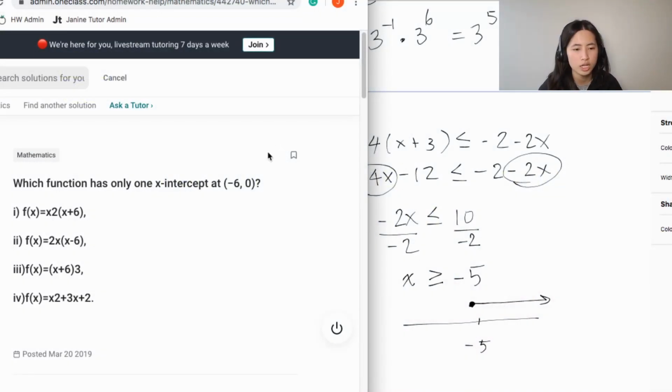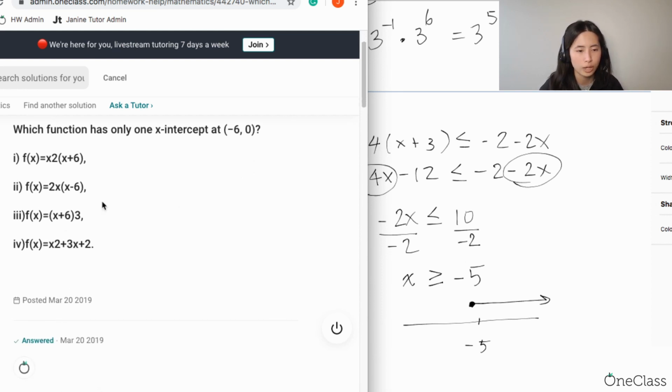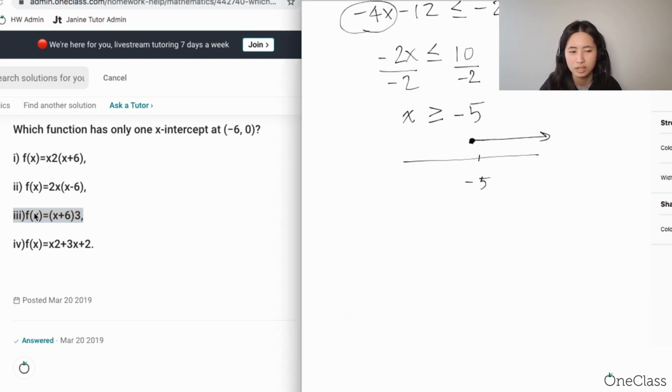Great. So which function has only one x-intercept at (-6, 0)? Okay, right off the bat, you can see that it's going to be number 3. Let me explain why it's going to be number 3 by starting off with option 3.